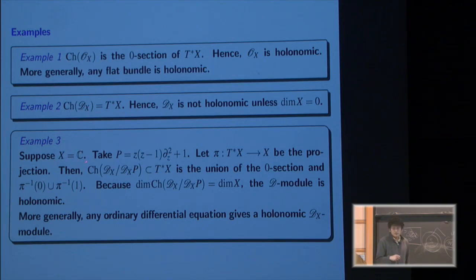And let us consider the ordinary differential equation given by, for instance, this operator. Then x equals 0 and x equals 1 are the singularities of the differential equation. And in this case, the characteristic variety of the corresponding D-module is given as the union of the zero section and the fibers over 0 and 1. So the dimension of the characteristic variety is 1, which is equal to the dimension of X. So this is holonomic. So more generally, any ordinary differential equation gives a holonomic D-module.